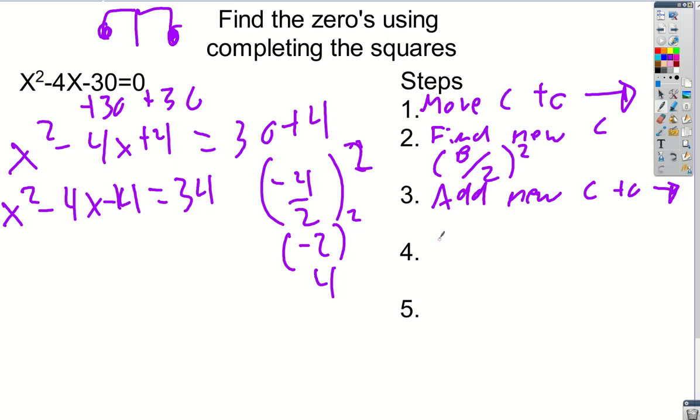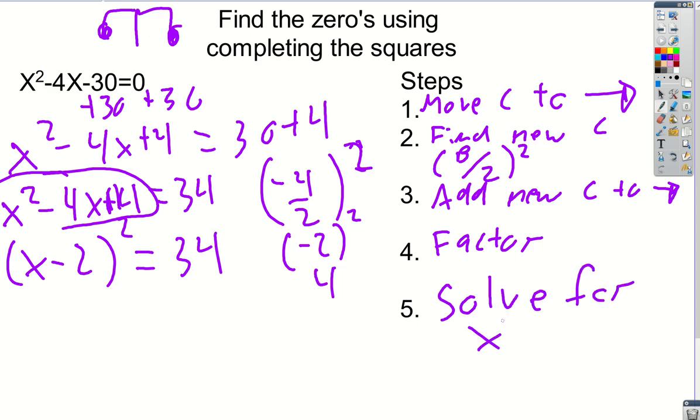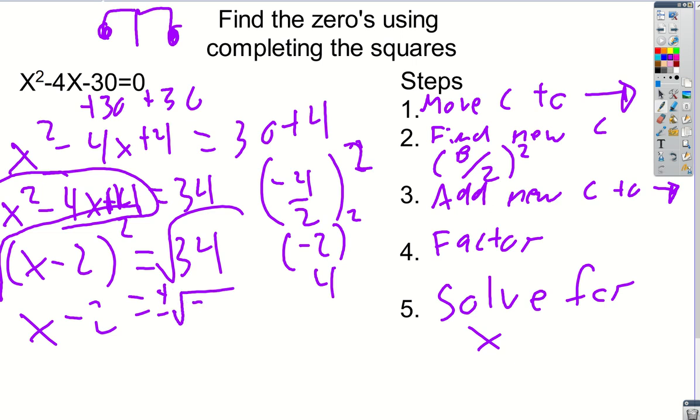Then my next step is I'm going to factor. So now I have x minus 2. And because it's completing the square, they're going to be perfect, adding up to each other. So x minus 2 times x minus 2 is going to get me back to that equation up there of +4 and -4. And then the last step is solve for x. So I have a square there, so I'm going to square root both sides and get x minus 2 is equal to plus or minus the square root of 34.